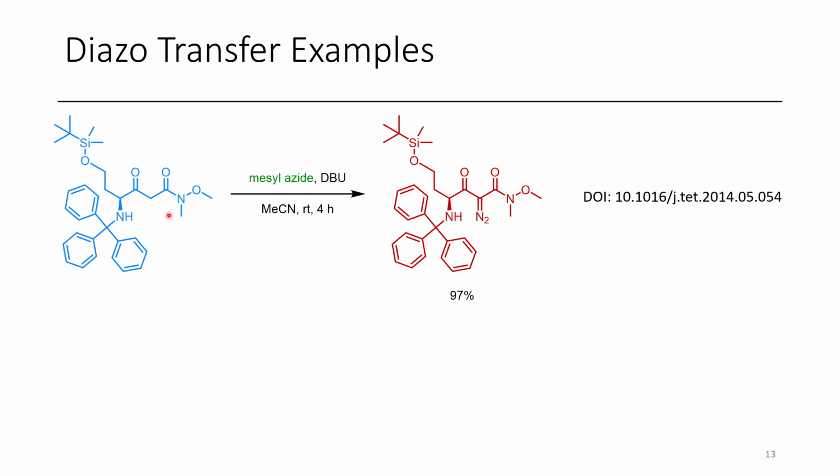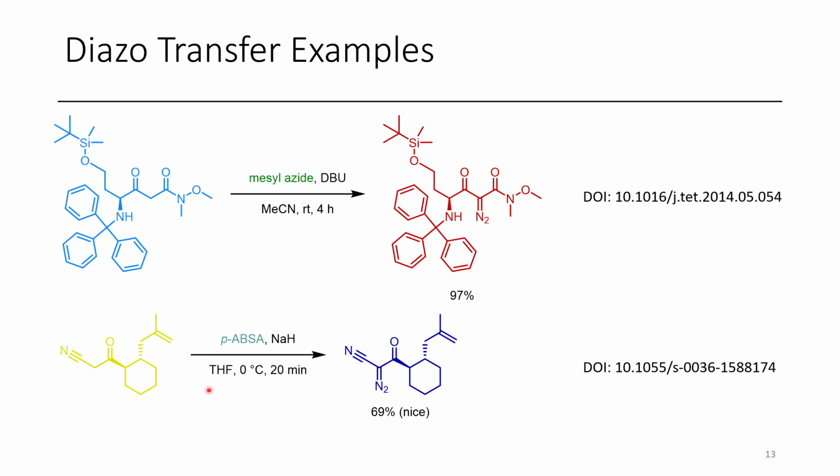It's also worth noting that this is a Weinreb amide, so they're probably planning to add in a Grignard later on. Now here we have an interesting example where we have both a nitrile and a ketone, but sodium hydride is used. And so this is obtained in 69% yield.